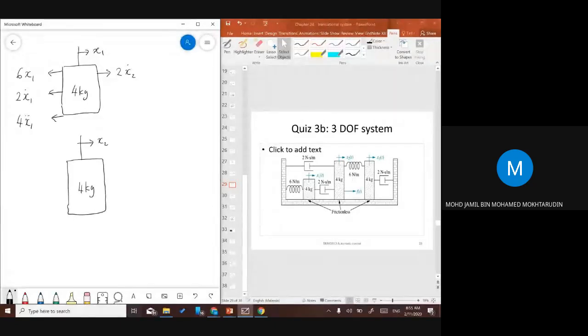Okay, so on X2, it has damper 2 Newton here, a second damper on the bottom, and a spring. So three components connected. So you have spring, damper, and another damper. And don't forget the inertia.